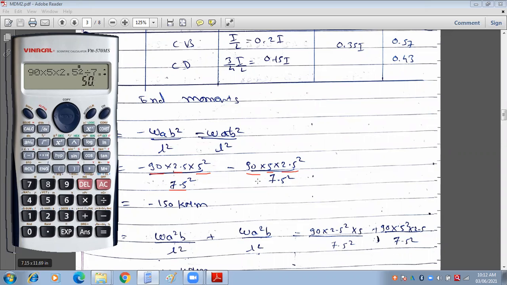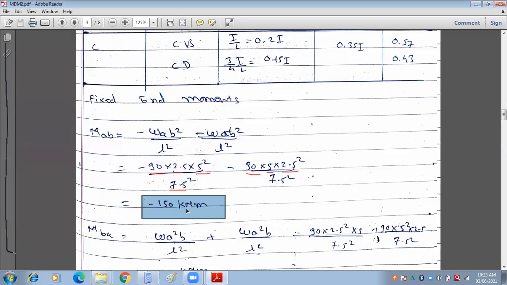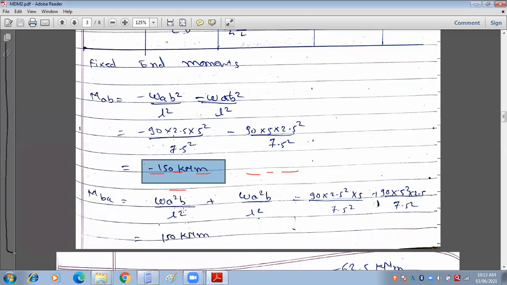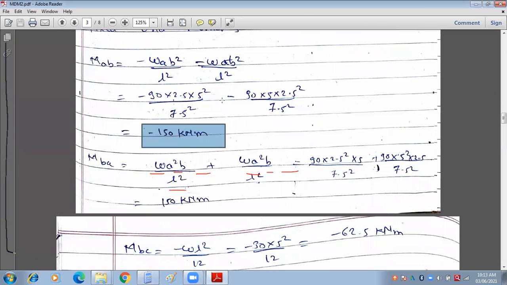Previous one 100 and this one 50. Total is 150, and both the terms are minus, that's why summation will be again minus 115 kilonewton meter is the fixed end moment for the span AB. Now similarly for the span BC, formula is W A square B upon L square. Similarly, only the terms are changing, A and B squaring terms are changing. Answer will be again same, 150 kilonewton meter.